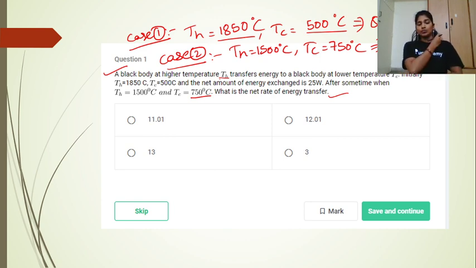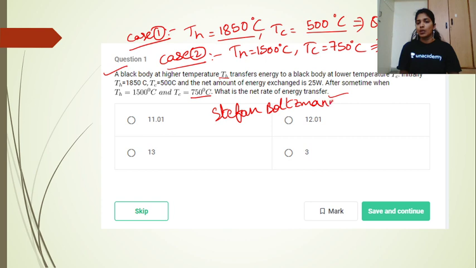Okay. So when we have radiation and black bodies, what is the formula that we use to calculate the net rate of energy transfer? We use Stefan-Boltzmann's law, right? Yeah. So what is this law? This law defines that Q is directly proportional to the fourth power of the absolute temperatures.